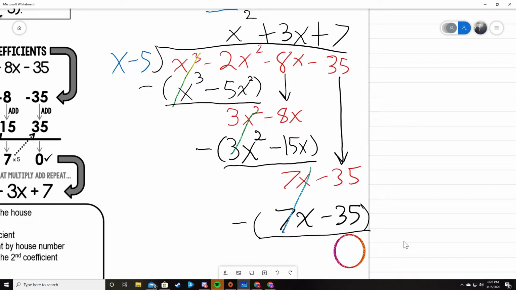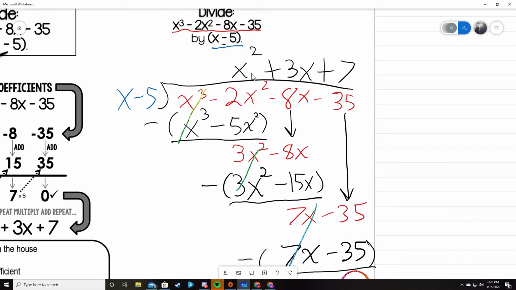So afterwards, I make sure that I put my following terms up here. So I got x squared. Since this 3x that I multiplied by was positive, I put a plus sign there. Then since that 7 that I multiplied by was positive, I put a plus sign here. So x squared plus 3x plus 7 ends up being my final answer.